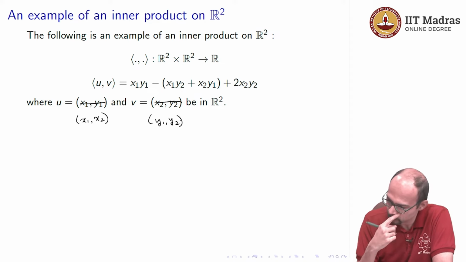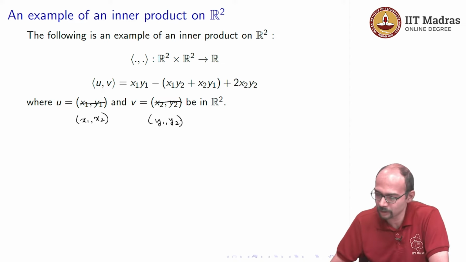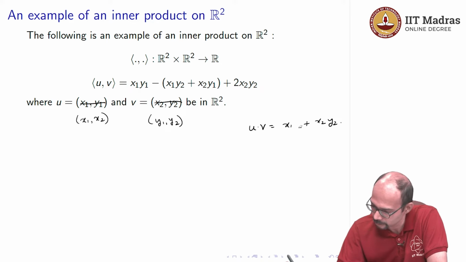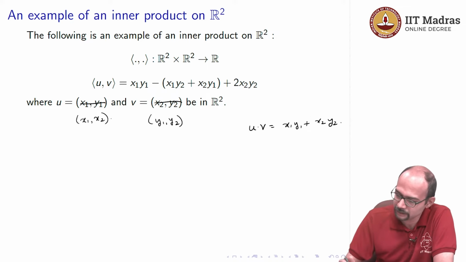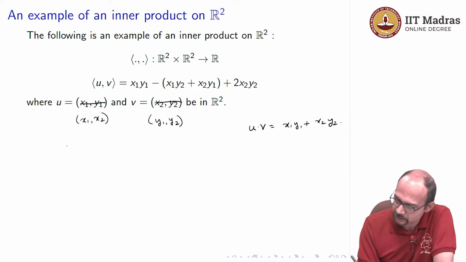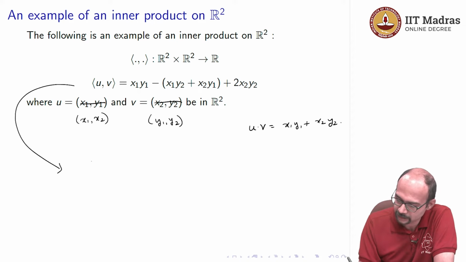Okay. So, the standard inner product that we saw is, if you do u dot v, it is x1 y1 plus x2 y2, right. The inner product here is slightly different, as you can see. So, why is this an inner product? How do I prove that? This is proved by looking at the following.